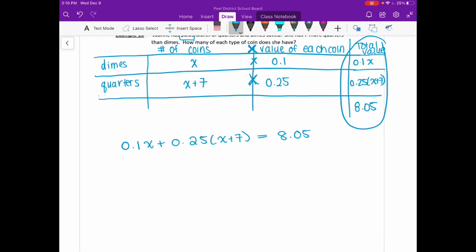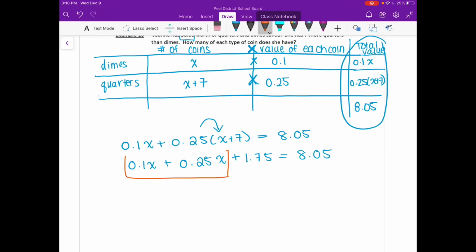Then I'm going to leave 0.1x as it is, and I'm going to distribute this in. So I'm going to say 0.25x plus 7 times 0.25. And honestly, if you're using whole numbers, this part might be a little bit easier, but you have calculators, so you can use it this way. And I'm left with 1.75 equals 8.05. I'm going to collect my like terms. So I have 0.25 plus 0.1, which is going to give me 0.35x.